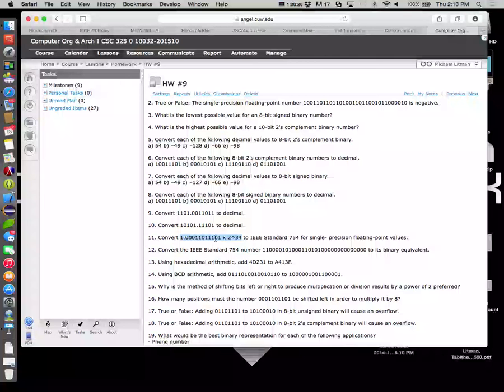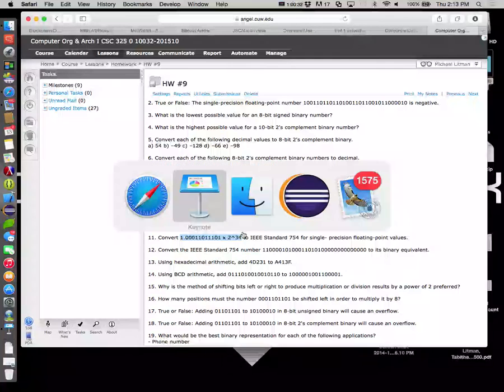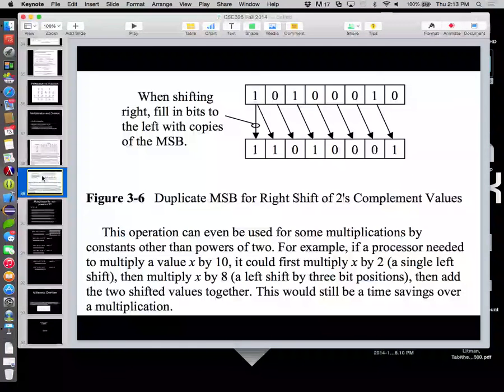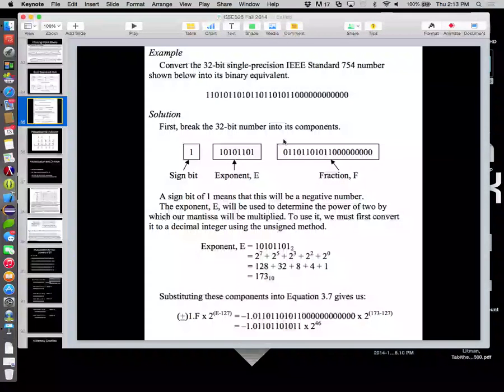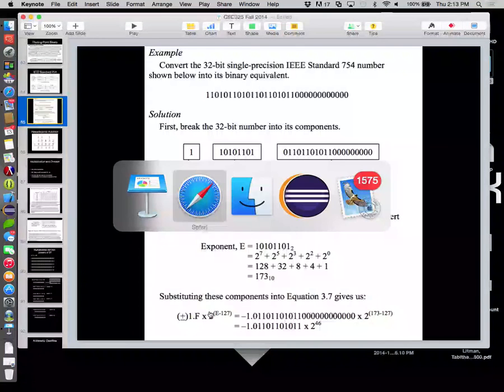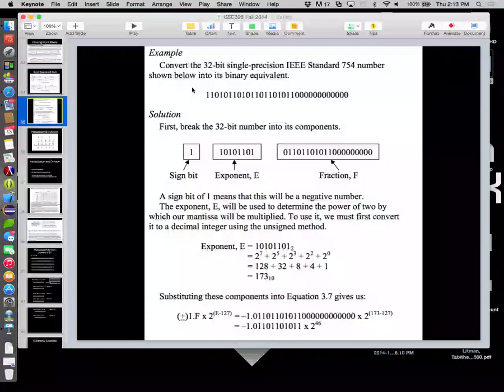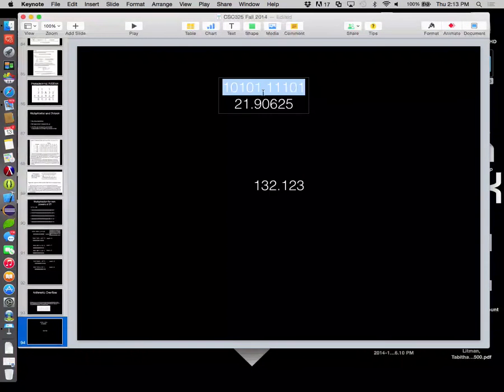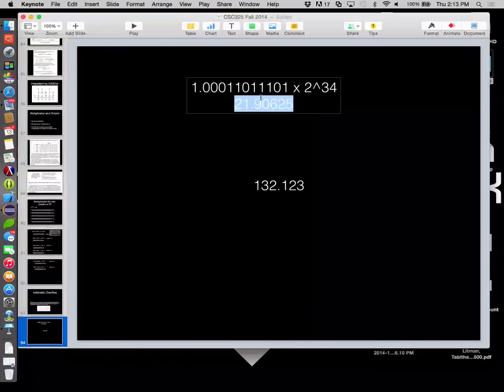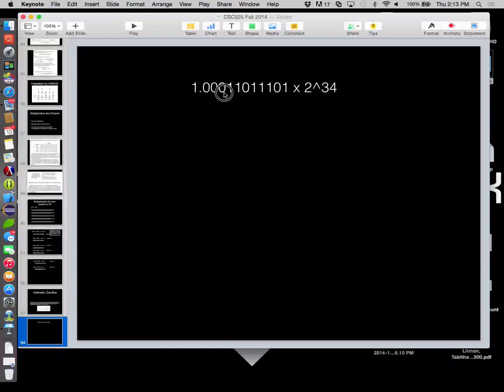All right, next one. Convert this value to the IEEE standard 754 for single precision floating point value. So we're going to go back to this slide. We are inversing this one down here. So we have 1 point whatever, blah, blah, blah. The value we're starting off with here is this one. So there's our value.